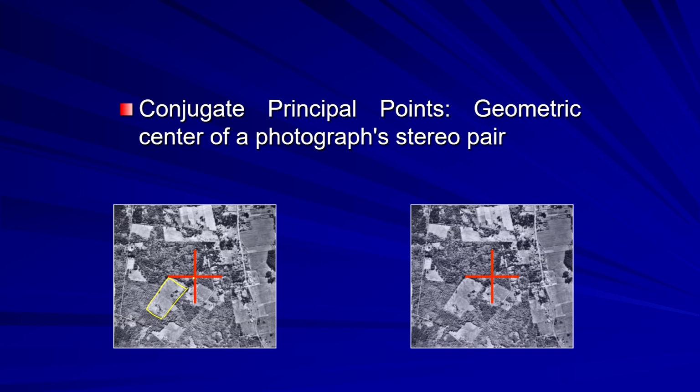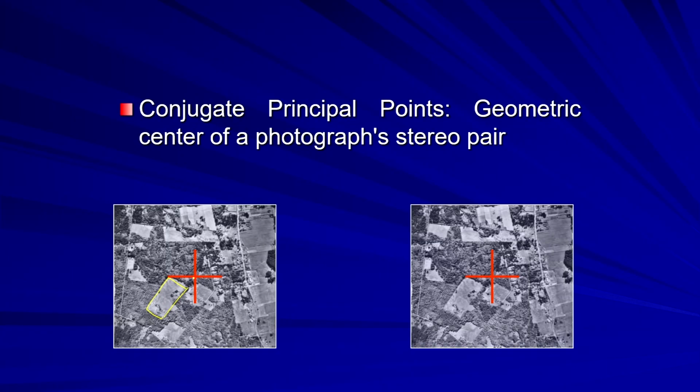Because there is a difference while taking the photograph. They are taken at a different time and different angle, but viewing the similar area, or I would say the same area. So when you do that, this point may lie somewhere over here, and that will be your conjugate point. Similarly, you can do it for the other photograph also.